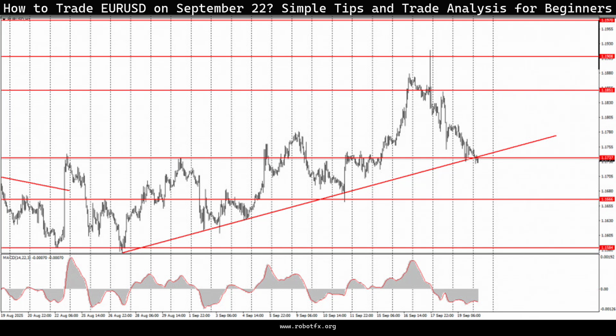How to trade EURUSD on September 22. Simple tips and trade analysis for beginners. Back trading plan. How to trade EURUSD on September 22. Friday trade analysis: 1H USD chart.